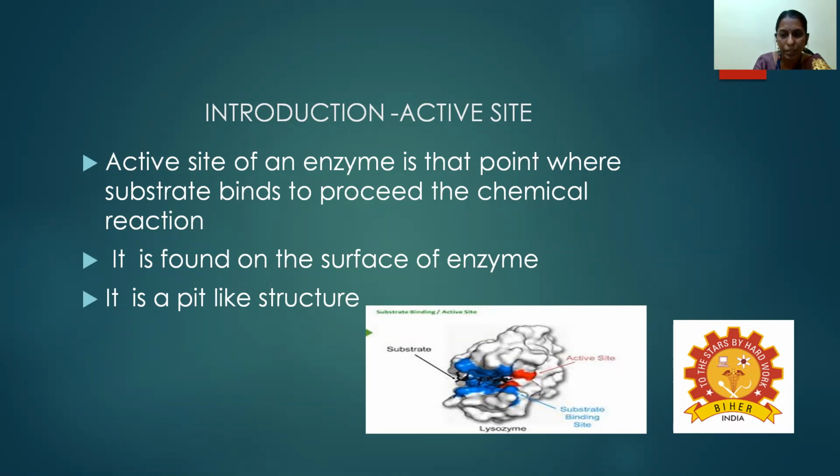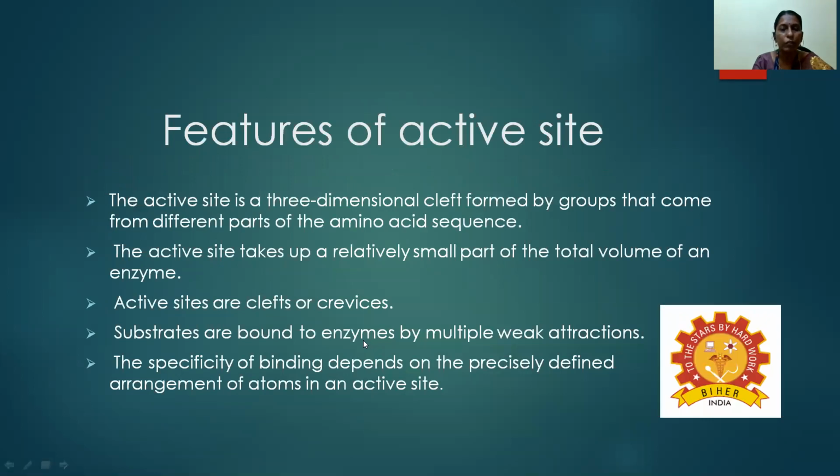Here is the diagrammatic representation: the white color represents the enzyme, the red color indicates the active site, and the blue color indicates the substrate. This is the example of lysozyme. The enzyme has two important sites: one is called the substrate binding site, and the other is called the active site. Next, how do we differentiate the active site and the binding site? We have to differentiate them by the unique cleft.